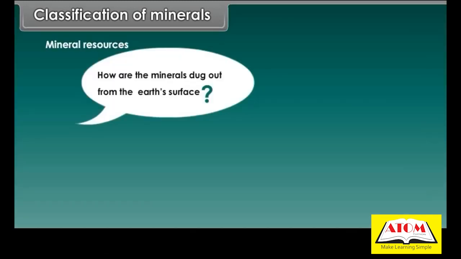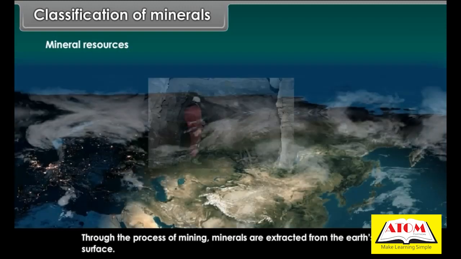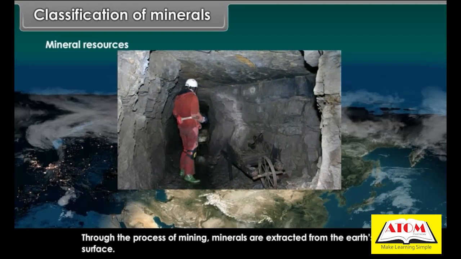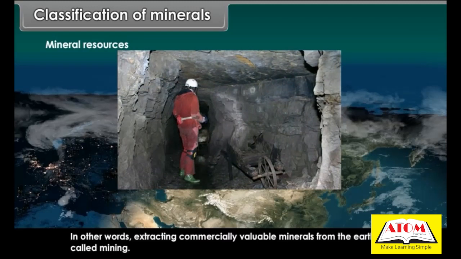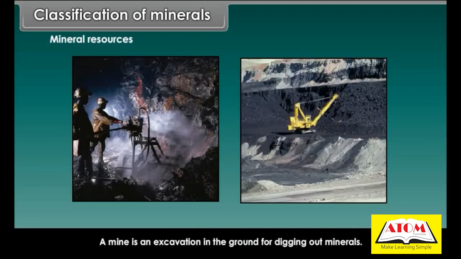How are the minerals dug out from the earth's surface? Through the process of mining, minerals are extracted from the earth's surface. In other words, extracting commercially valuable minerals from the earth is called mining. A mine is an excavation in the ground for digging out minerals. It may be a deep underground mine or close to the surface. Surface mines or open pit mines are generally called a quarry.